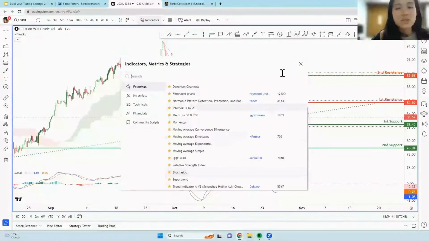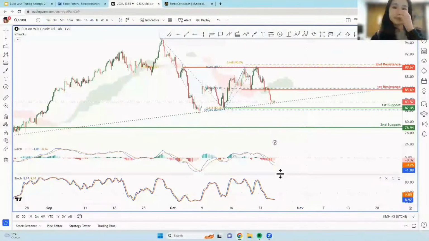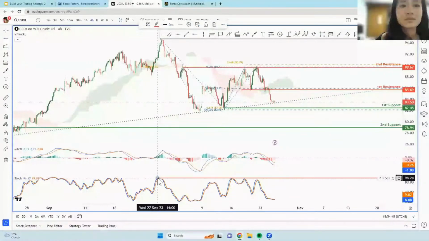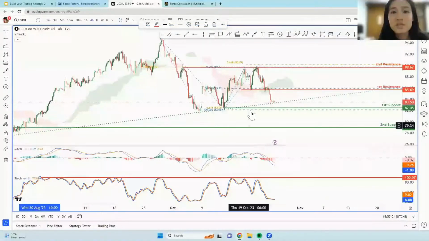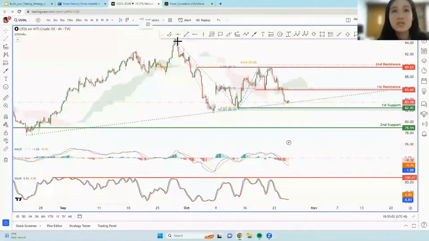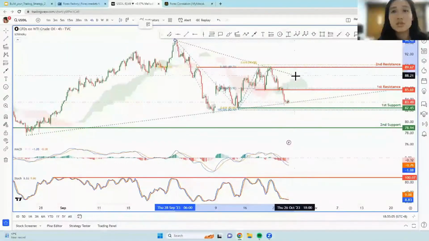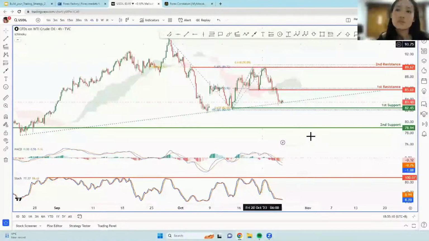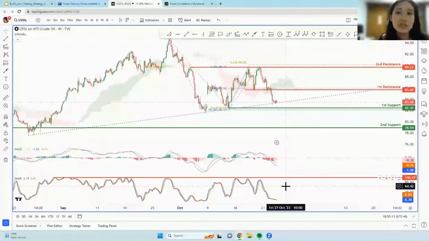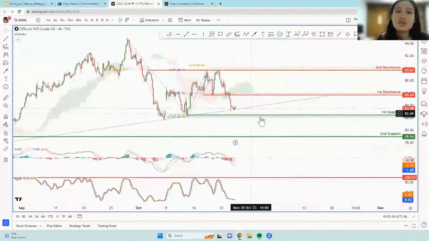Let's look at stochastic. On stochastic, you guys can see this hidden resistance that we talked about earlier, and we see that price has made a lower low here. This means that we can expect price to continue to drop.